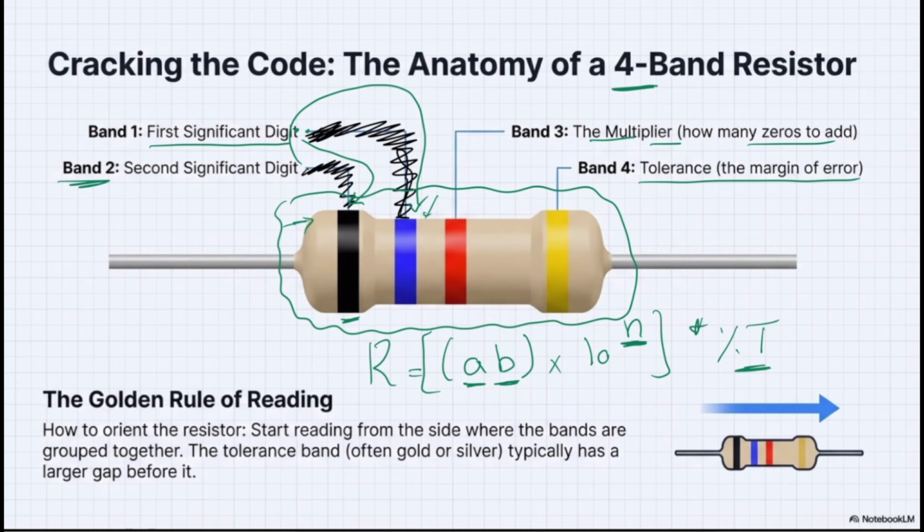The golden rule of this reading is about where we should start the reading, because sometimes we have this side, sometimes we have that side. To make sure that we are reading the right side, we can use this golden rule: if you would like to read the resistor based on the color code and put it inside this formula, start reading from the side where the bands are grouped together. As you can see over here, the bands are grouped together. The tolerance band is often gold or silver, so it typically has a larger gap before it. It means that we have this gap before the grouped bands and the final one as the tolerance.